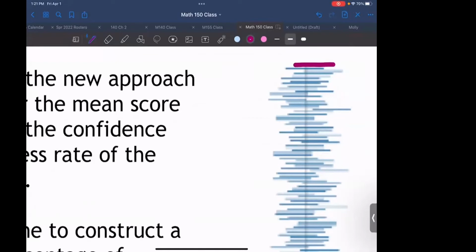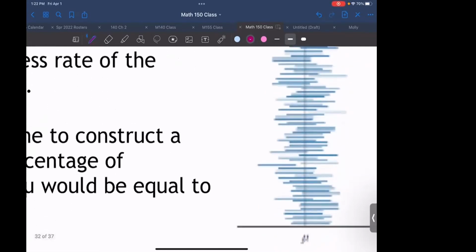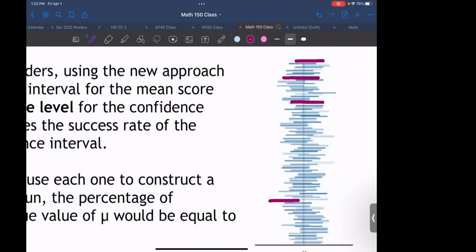Then maybe another contestant has the same question and they play the range game and get this interval, and then another person plays and gets this one, and another person hits it and gets this one. Out of all the red ones that I've highlighted, which ones lost the game? Because the population mean, the thing we're trying to guess, is that black line right down the middle. All of these guys won the game because they include the population mean. This guy lost.